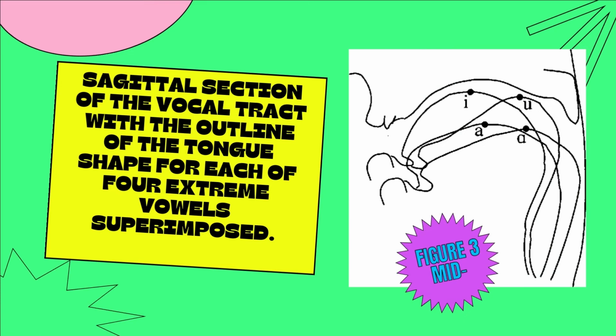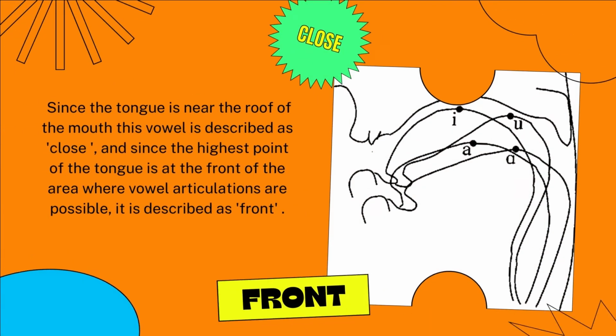The diagram shows a more extreme version of this vowel than is normally found in English, at least, so that any further narrowing in the palatal region would cause the airflow to become turbulent, resulting in a fricative. This extreme vowel is taken as a fixed reference point for vowel description. Since the tongue is near the roof of the mouth, this vowel is described as close. And since the highest point of the tongue is at the front of the area where vowel articulations are possible, it is described as front.